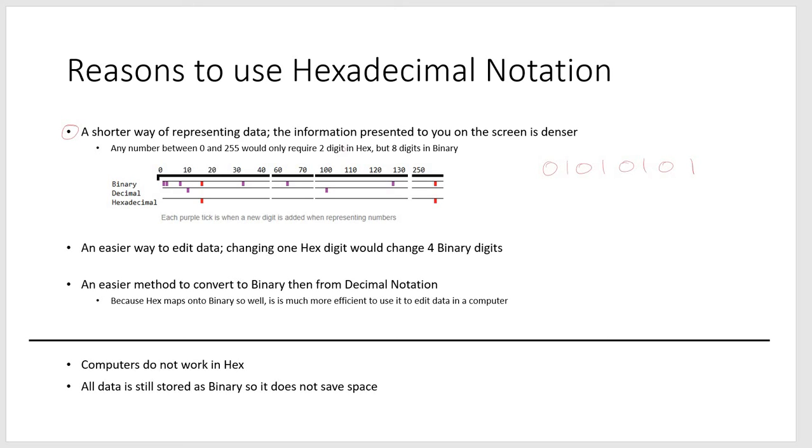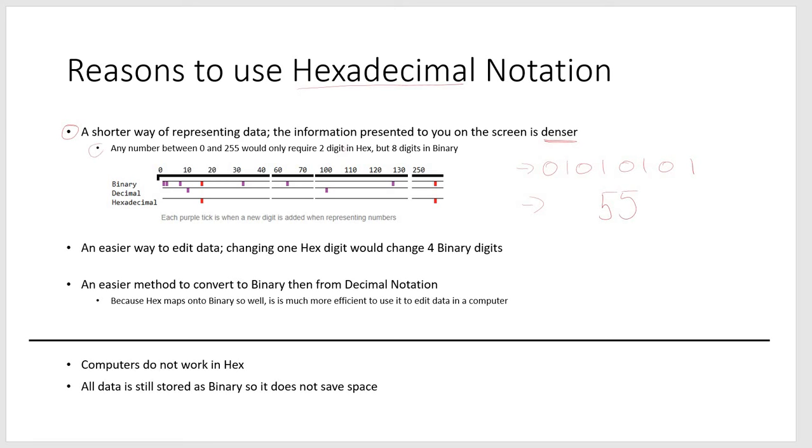So if you saw the same data represented with 2 digits like this, 55, it would be easier for you to memorize this and also communicate it to other users in your team as well. So using hexadecimal notation is a shorter way of representing data, and the information on your screen is condensed. It is much denser.